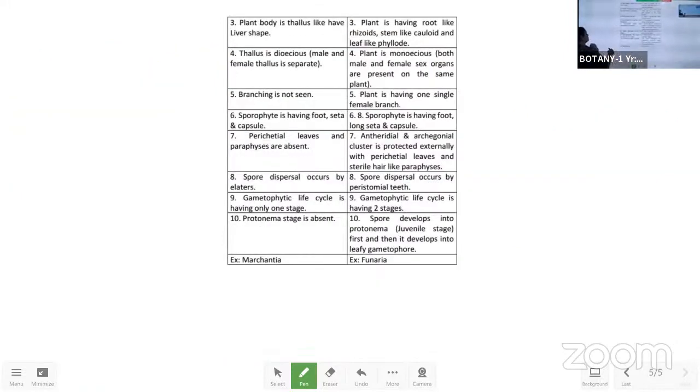And next point. Now comes how the organism looks. What is the shape of the organism? When we say liverworts, that means the organism has a liver-shaped thallus. The plant body is a thallus and has a liver shape in the liverworts. Whereas in the mosses, the plant body has root-like structures called rhizoids, a stem-like structure called caulid, and a leaf-like structure called phylloid.